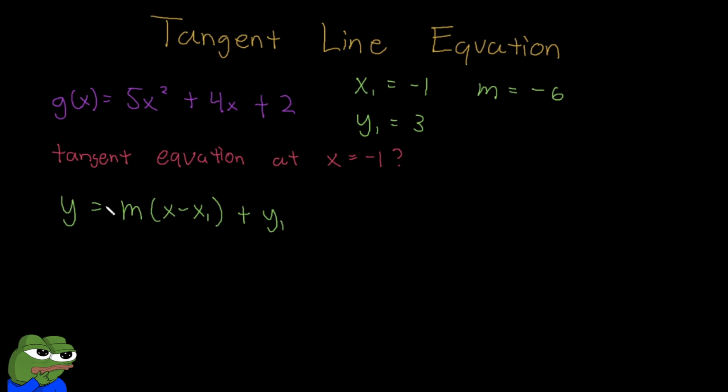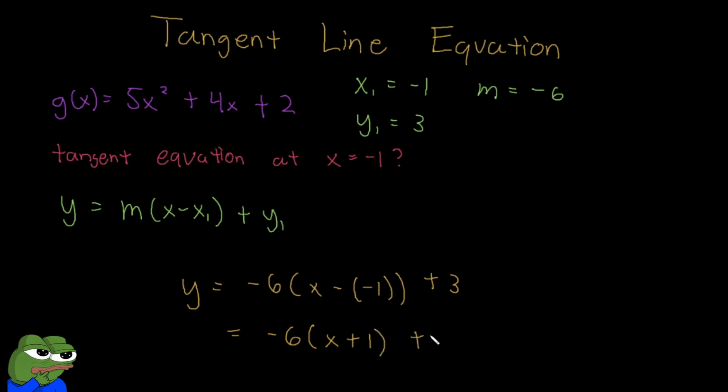And now we have all pieces of the puzzle, so we can write out our final tangent line equation. y is equal to m, which is negative 6, times (x minus x1), which is minus negative 1, plus 3. So this finally gives us, after simplifying, y is equal to negative 6 times (x plus 1) plus 3. So this is the equation of a tangent line at our specific point, negative 1, 3, in this g of x function.